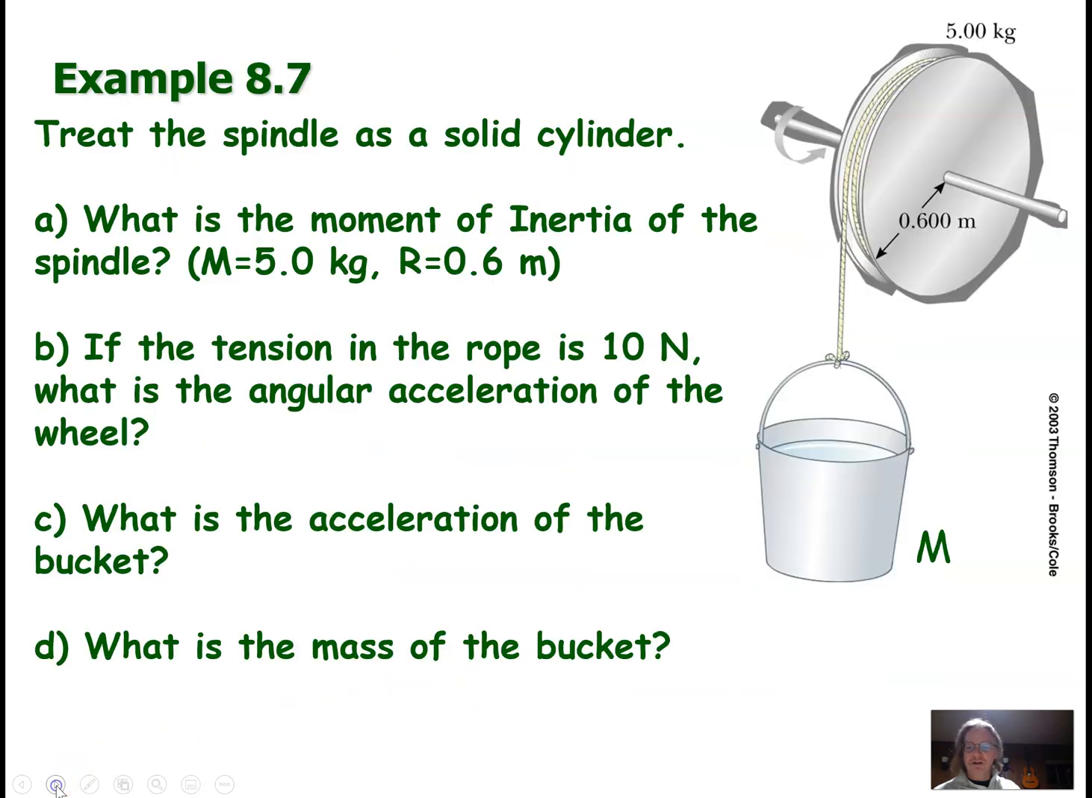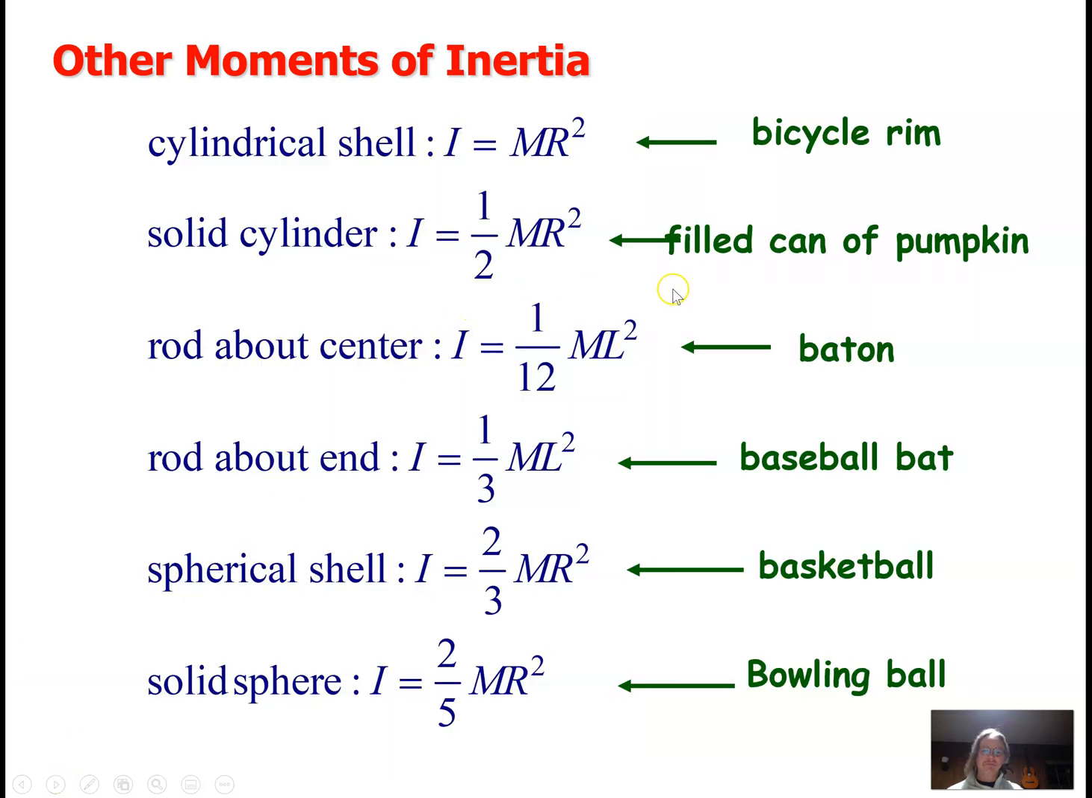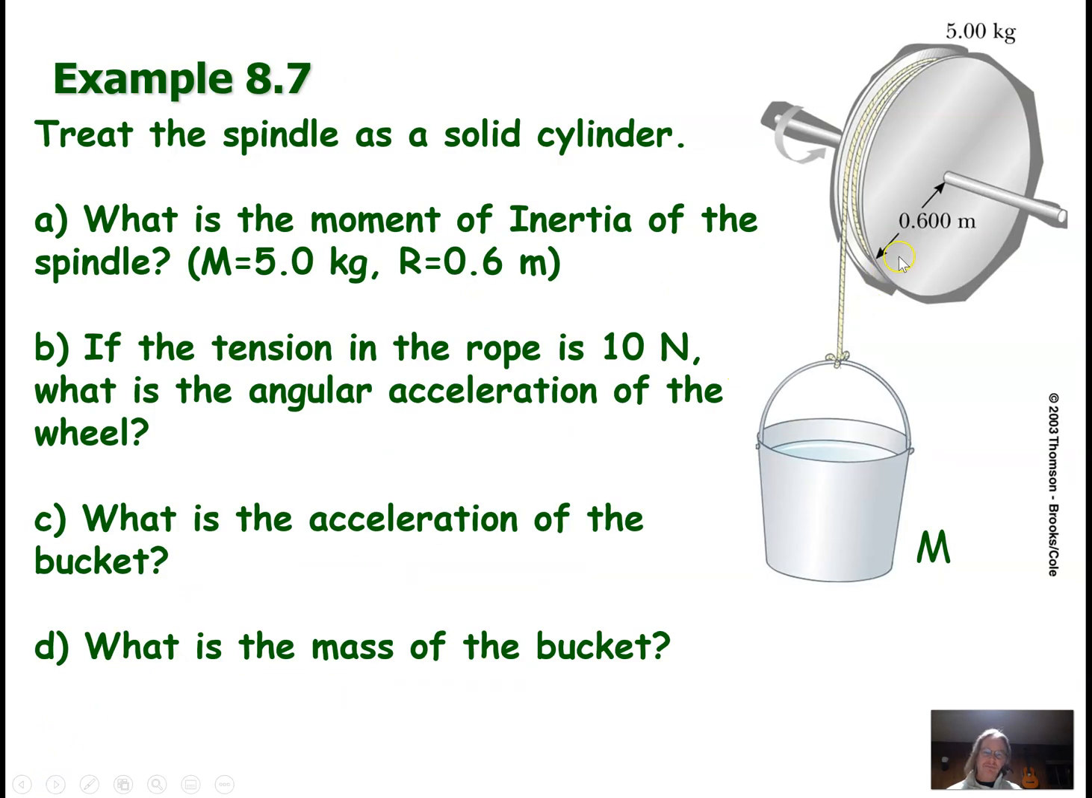Okay, let's see if we can get a problem done in a couple minutes. I have to work fast. I don't know if I can do that or not. So, moment of inertia of this thing. Well, guys, this is a solid disc. So if you want to back up the truck a little bit, a solid disc, that's this thing here, 1/2 mr squared. That's this filled can of pumpkin rolling. It's not as delicious as a can of pumpkin, but it's the same thing. It's a solid disc.